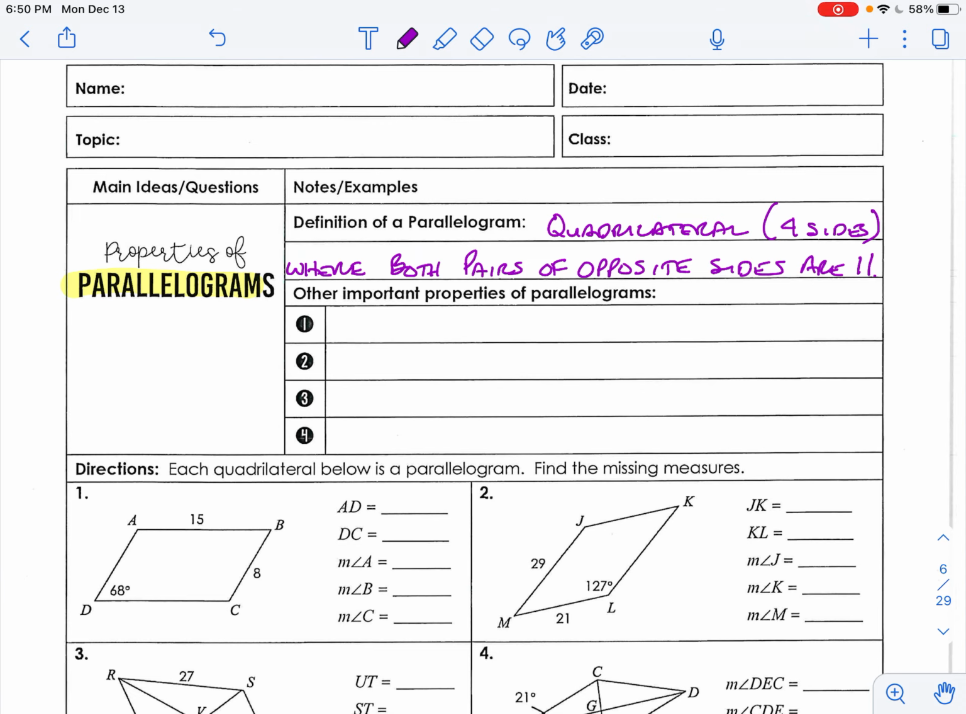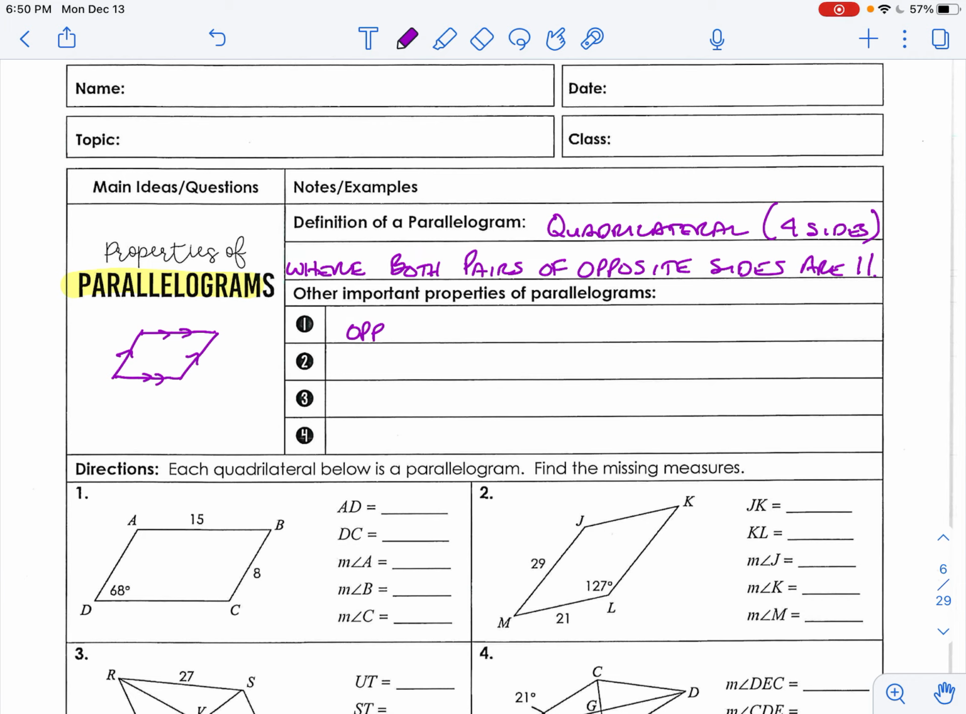Now, here are some other ones that we'd like you to know. I think you kind of know it. Parallelograms are traditionally drawn like this. That's a pretty ugly picture, but these two are parallel, these two are parallel. You probably are familiar with this shape from before. Just to emphasize some of the other properties.